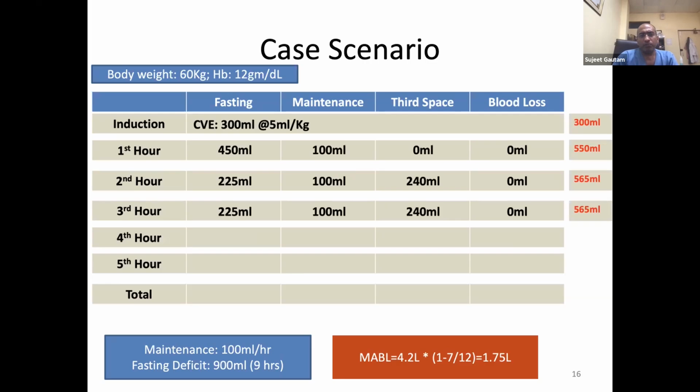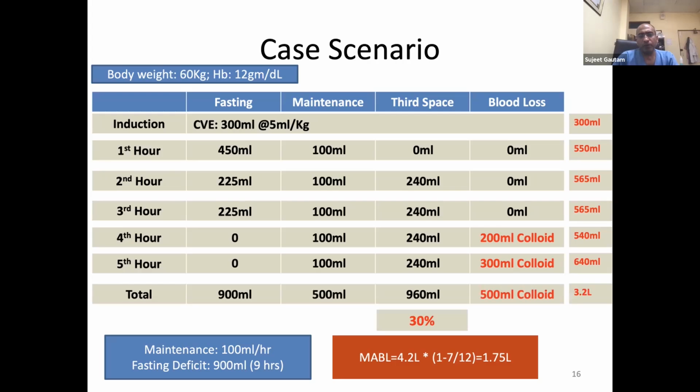Then in the initial 3 hours, we replaced the fasting, continued with our maintenance, and then we also started third space losses replacement. In the last 2 hours, we replaced blood losses with colloid in a 1 is to 1 ratio. So to conclude, we gave 3.2 liters over a duration of 5 hours, you can see.